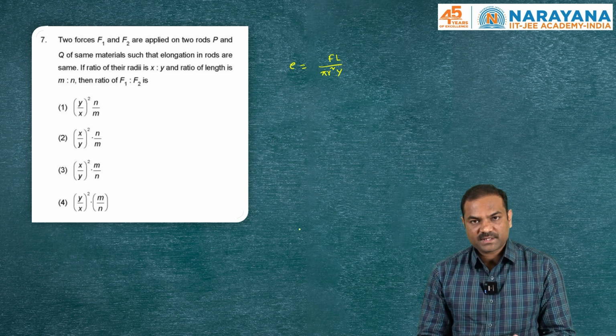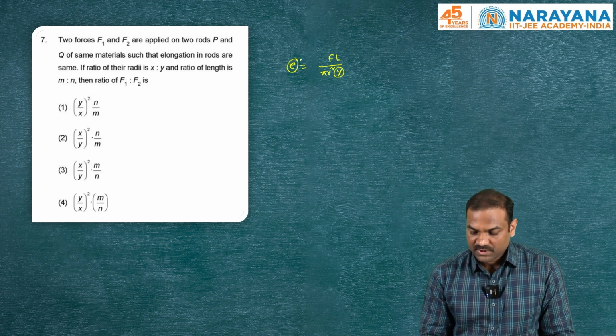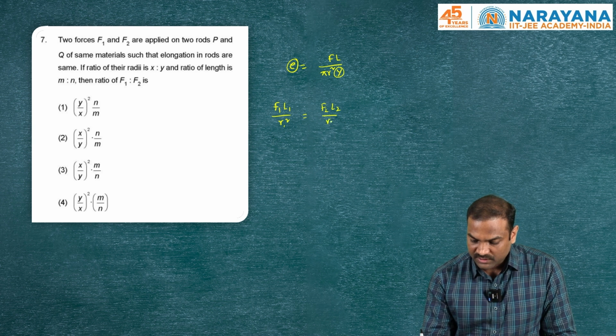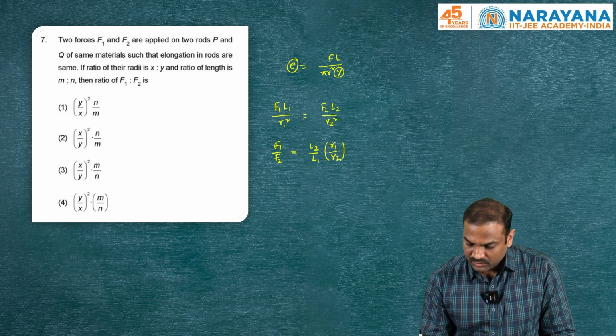They have given the same material, that means Young's modulus is the same. Elongation also they have given the same. So I can write down that F1 L1 by R1 square is equal to F2 L2 by R2 square. So then F1 by F2 is equal to L2 by L1 multiplied with R1 by R2 whole square.